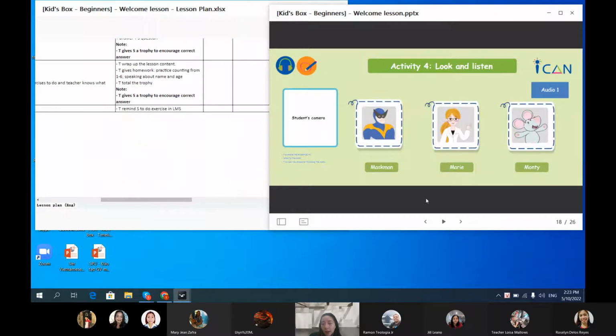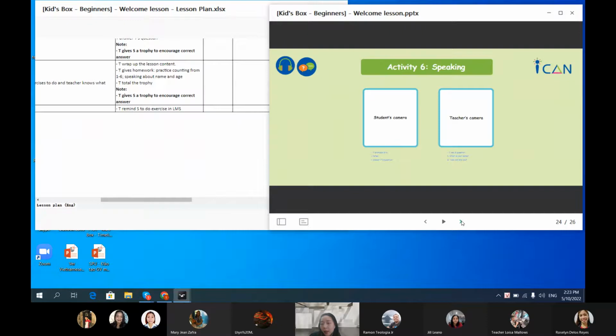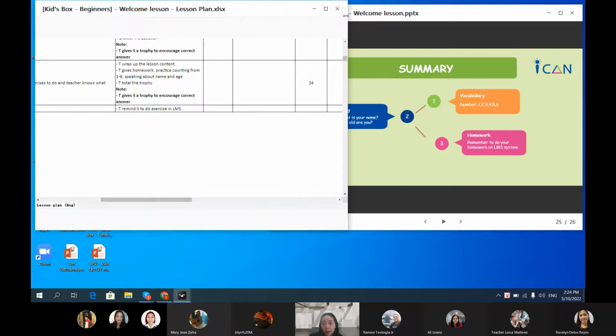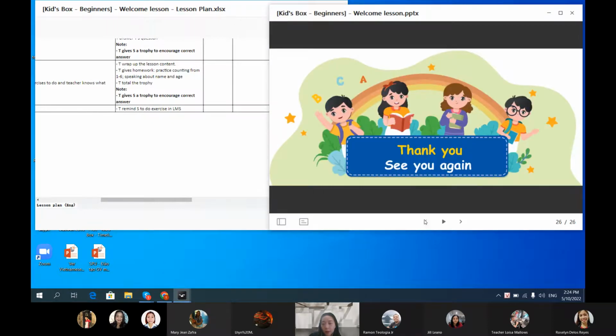Remember that? And unlike in the Speak Up course, where you have to wrap up by yourself, here you're gonna have the summary part. So you just need to read the lesson plan first, and then everything will be here, and you don't need to take time to look for the information.